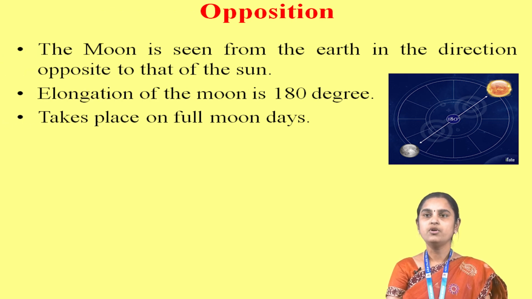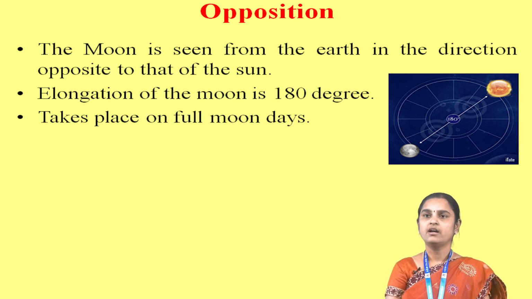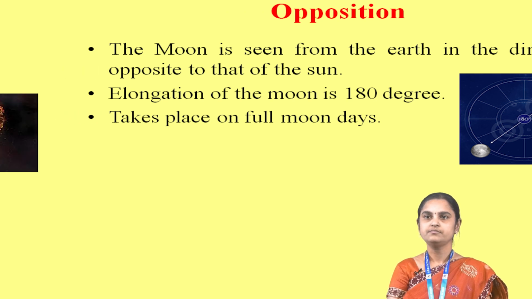Opposition. Moon is said to be in opposition with the sun when it is seen from the earth in the direction opposite to that of the sun. This is just opposite to the definition of conjunction. At opposition, the elongation of the moon is 180 degrees. Opposition takes place on full moon days.